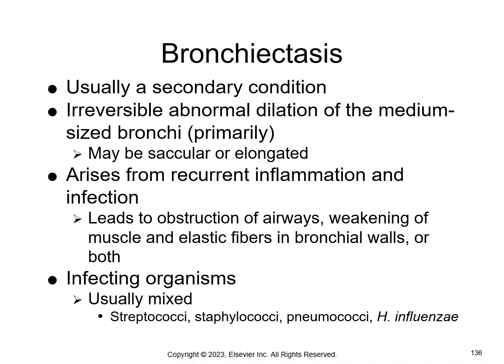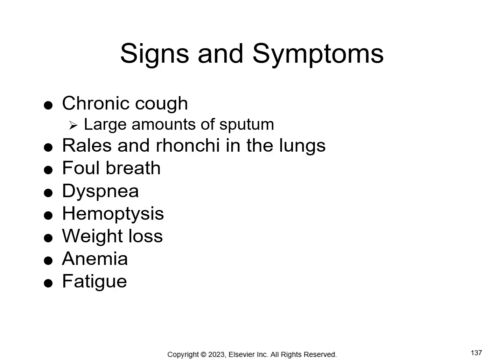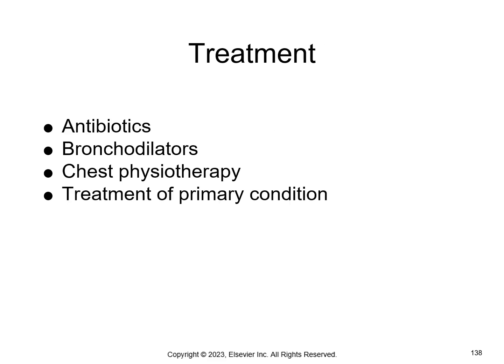The organisms that usually cause this are streptococci, staphylococci, and pneumococci, along with Haemophilus influenzae. Signs and symptoms of bronchiectasis are going to be chronic cough with large amounts of foul-smelling sputum, rales and rhonchi in the lungs, foul breath, shortness of breath, hemoptysis, weight loss, anemia, and fatigue. Treatment, you don't need that, but I'll show it to you anyway.